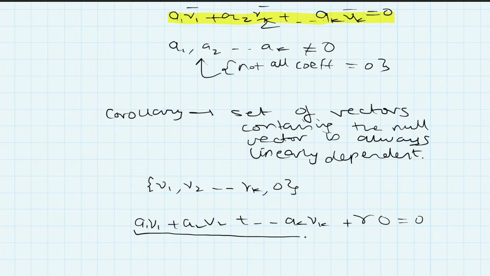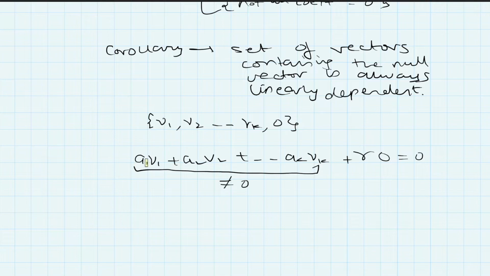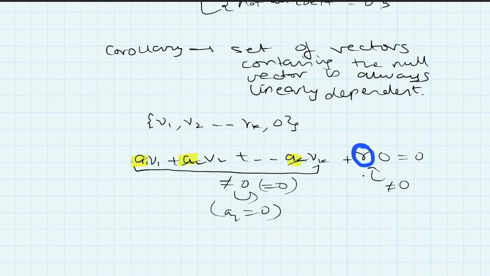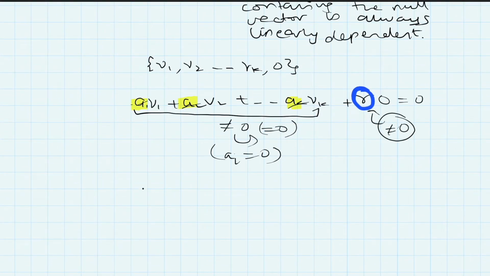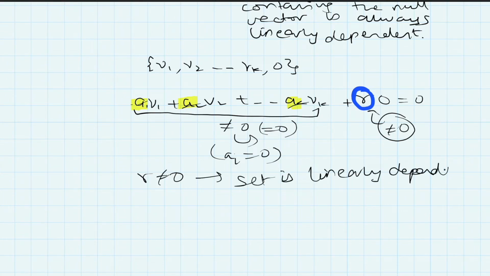Now say this quantity is non-zero. So here all these coefficients are not 0. But what will I do? I will make this particular coefficient right here non-zero. And even if all of a1, a2 up till ak are 0, this quantity then becomes 0. If all of the ai's are 0, then this quantity becomes 0. But gamma is non-zero. Since gamma is non-zero, the set is obviously linearly dependent. This is a very important corollary.